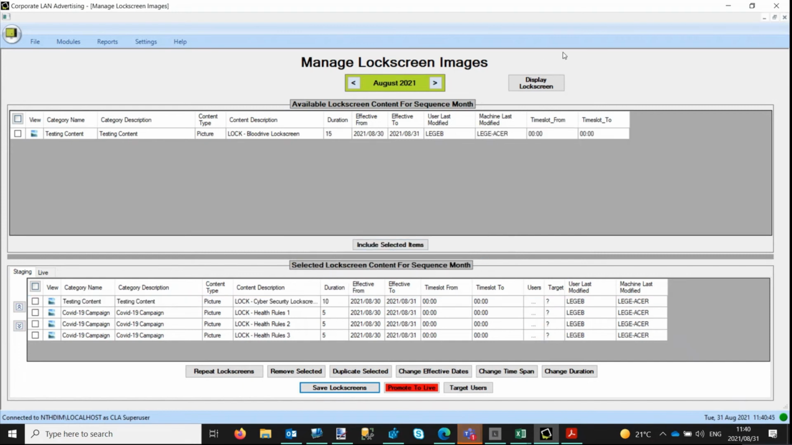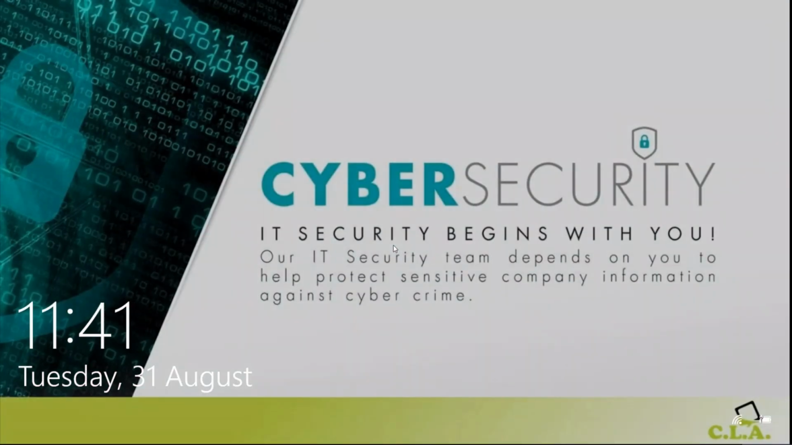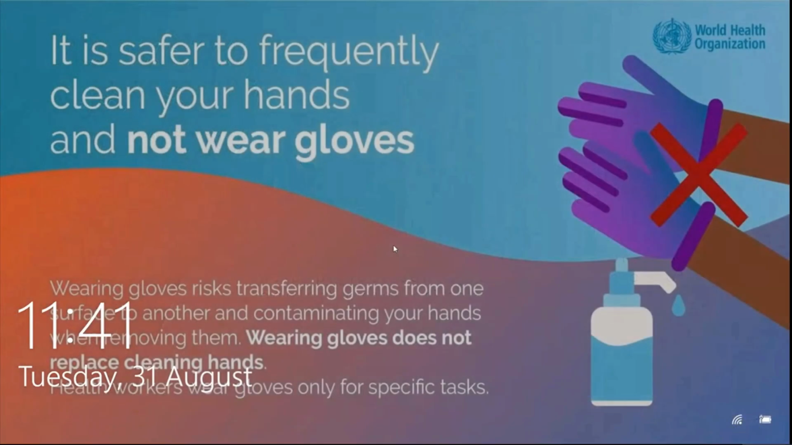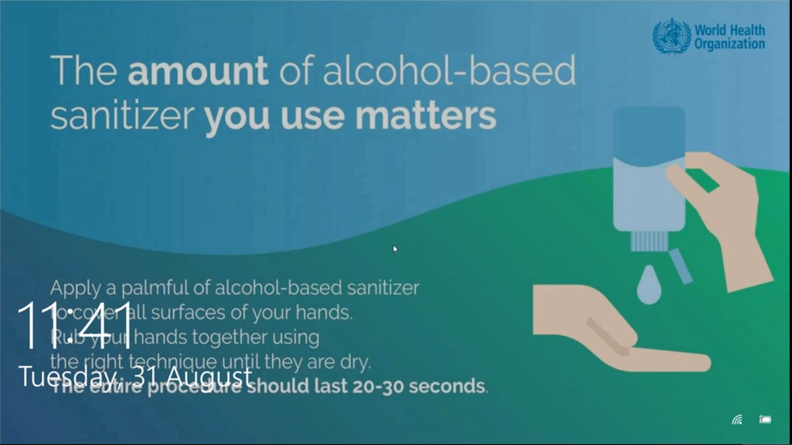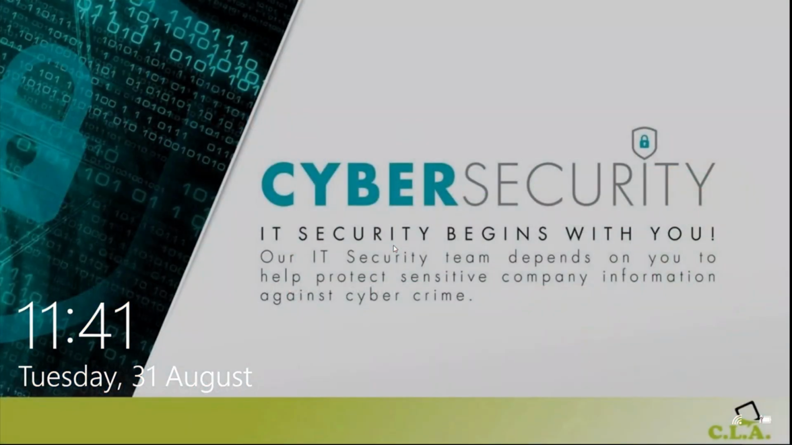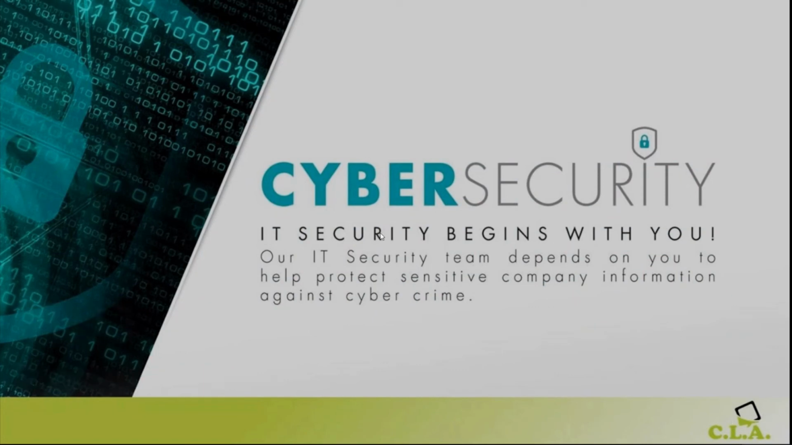And again, if you are wanting to see that lock screen before promoting it to live, you click on your Display Lock Screen button. When it asks you to synchronize, you're able to synchronize, and you will now start seeing the updated content. There's the first rule, it will show for 5 seconds. The second rule will show for 5 seconds. Back to cybersecurity, and it will keep playing in a loop. Put my password back in.